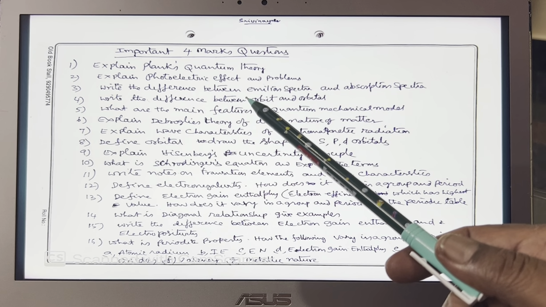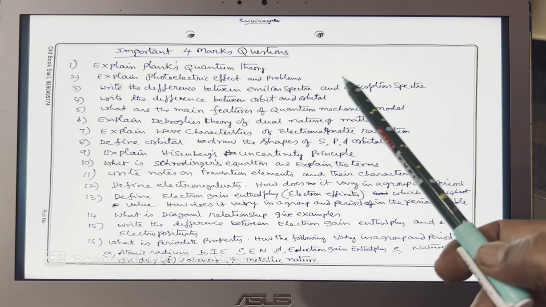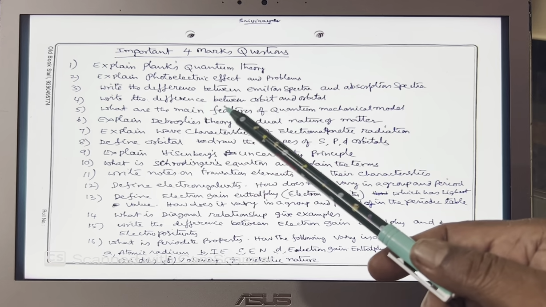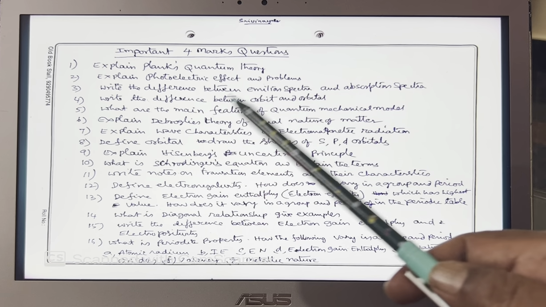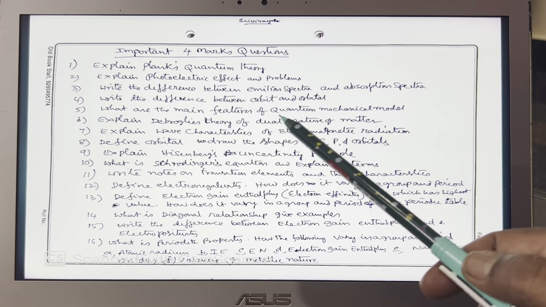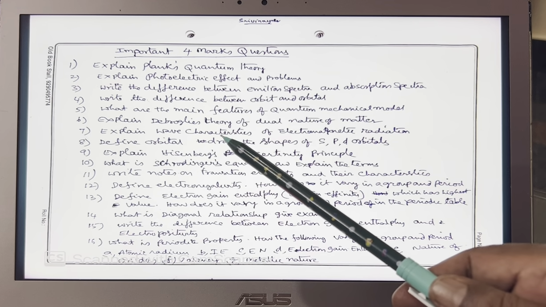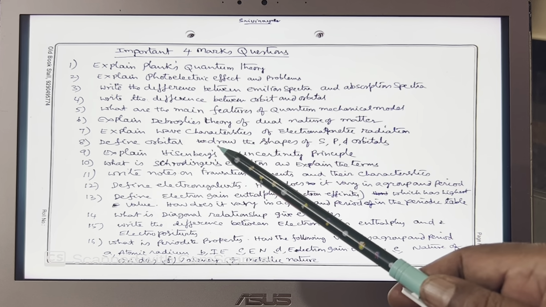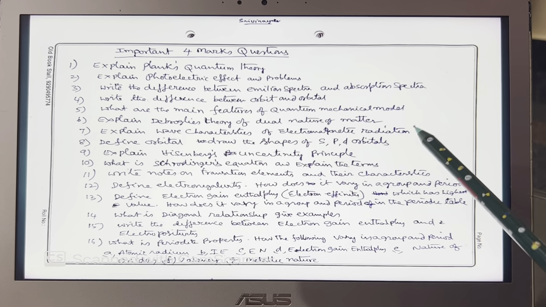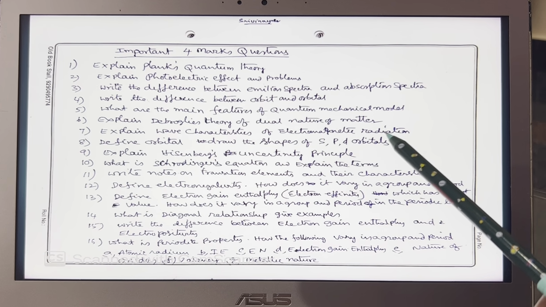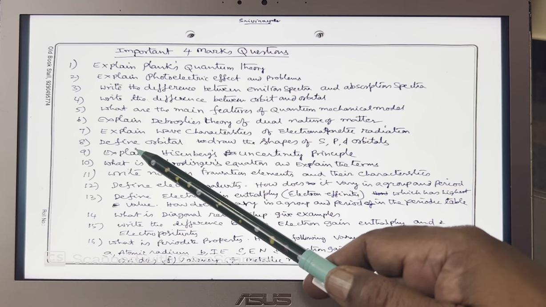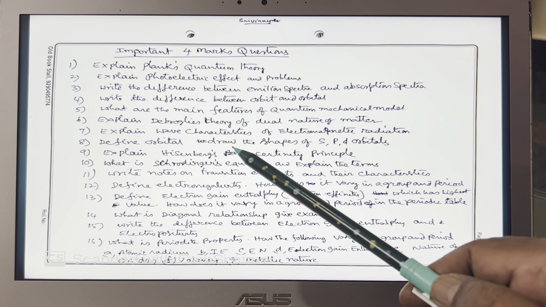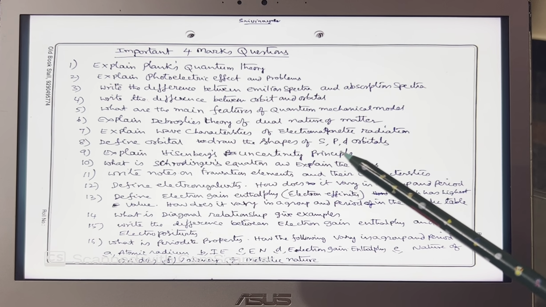Write the difference between emission spectra and absorption spectra. Write the difference between orbit and orbital. What are the main features of quantum mechanical model? Explain de Broglie theory of dual nature of matter. Explain wave characteristics of electromagnetic spectrum radiation. Define orbital, draw the shapes of s, p, d orbitals.